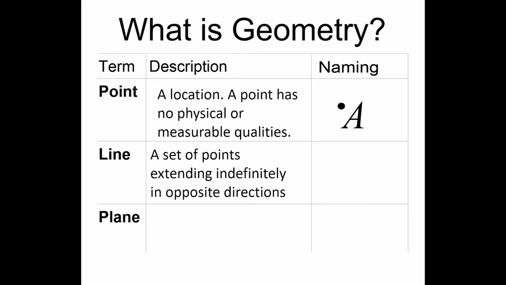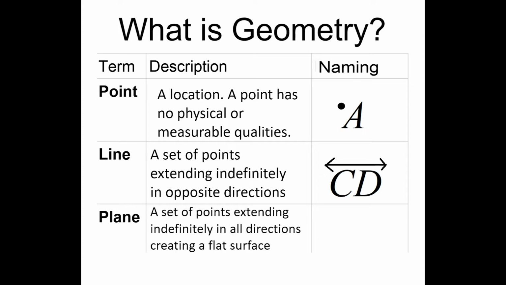So supposing I have a line that has points C and D, I can use those 2 points, C and D, and I'm going to put this line symbol above both of them. And I need to include those arrows going in opposite directions. Otherwise, I'm not talking about a line. Could be talking about something else.